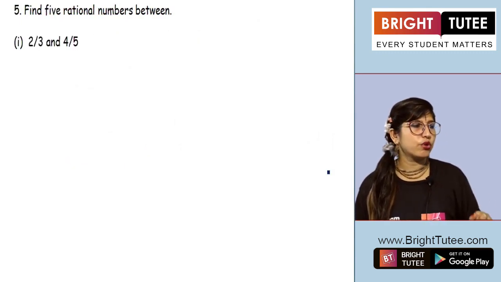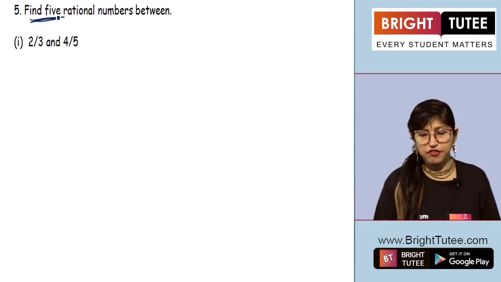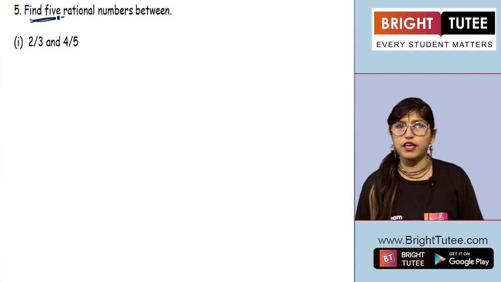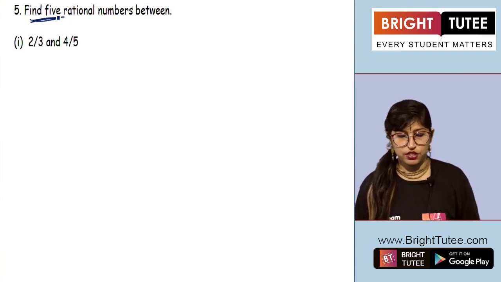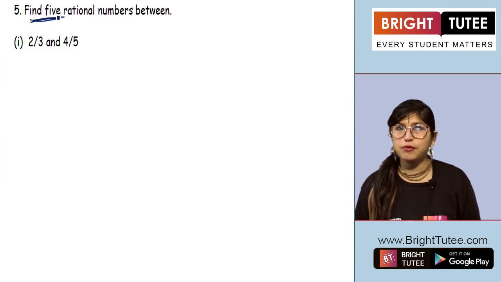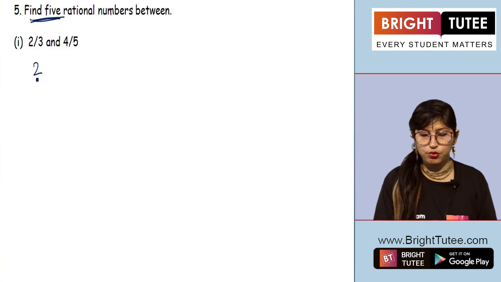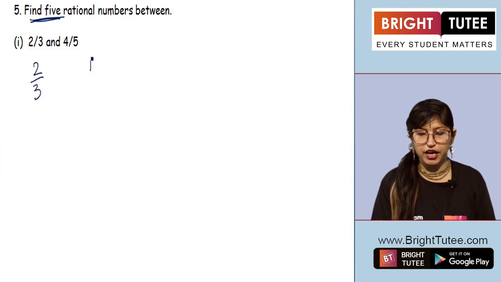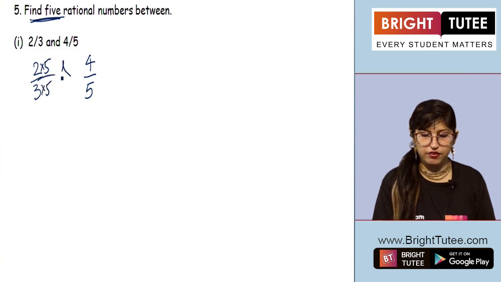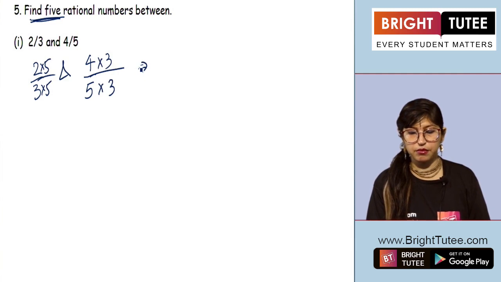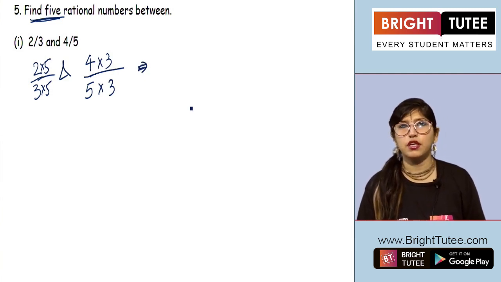Now let's move on to the fifth question. Find 5 rational numbers between 2 by 3 and 4 by 5. I'll give you a few seconds. Be with pen and paper. Think what do we do first. So first step will be, yes, you're correct, we'll be taking the LCM of 3 and 5. That will be 15. So we'll be multiplying by 5 and by 3 so that we can get the same denominator which is 15.